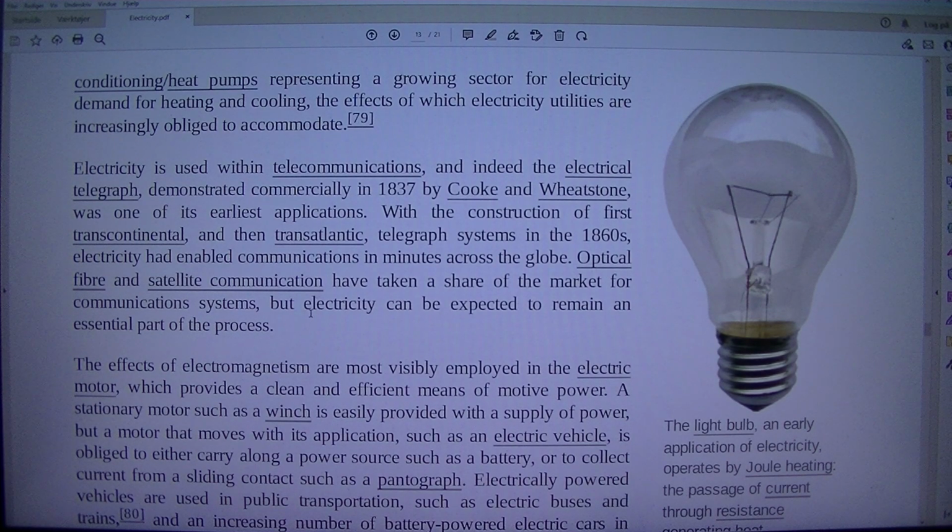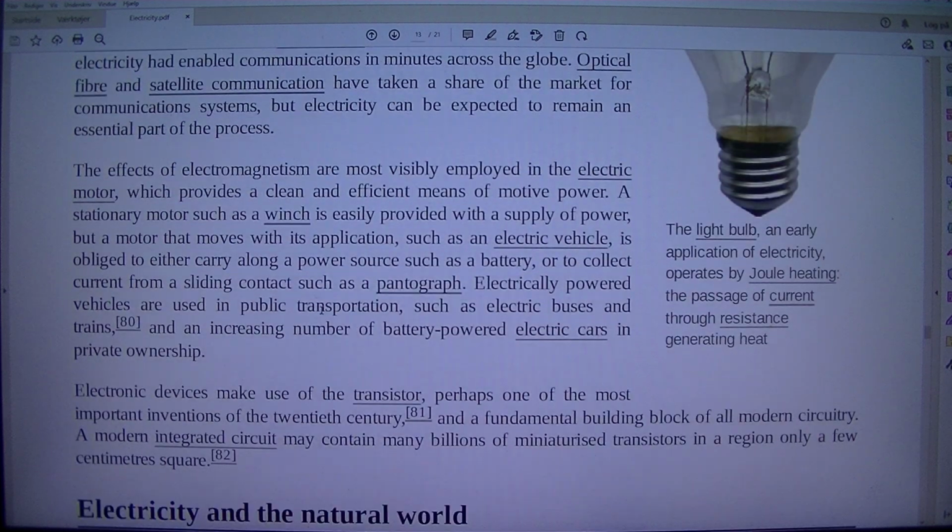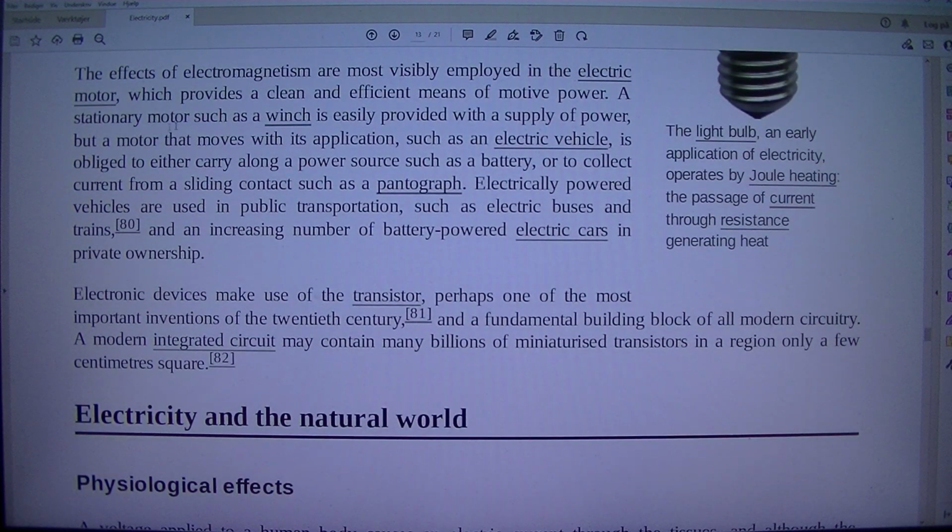The effects of electromagnetism are most visibly employed in the electric motor, which provides a clean and efficient means of motive power. A stationary motor such as a winch is easily provided with a supply of power, but a motor that moves with its application, such as an electric vehicle, is obliged to either carry along a power source such as a battery, or to collect current from a sliding contact such as a pantograph. Electrically powered vehicles are used in public transportation, such as electric buses and trains, and an increasing number of battery-powered electric cars in private ownership.